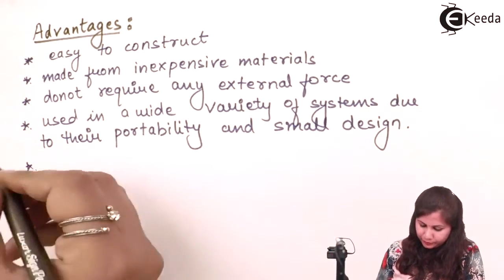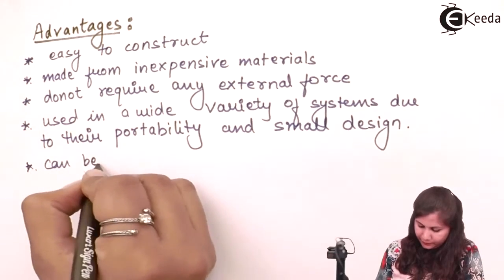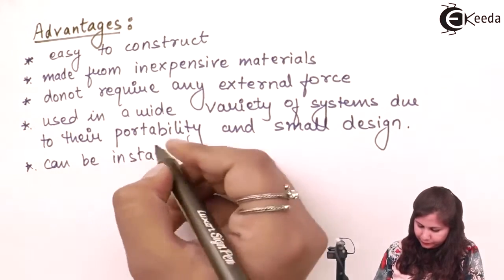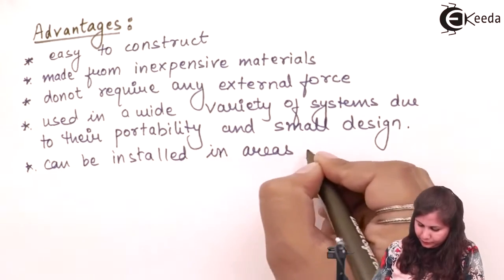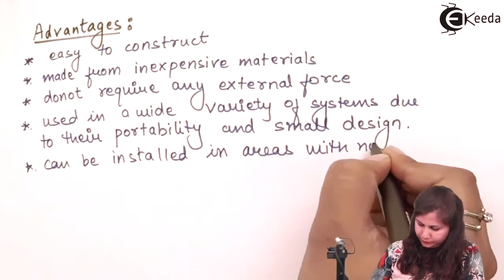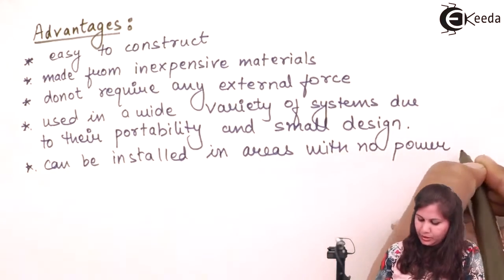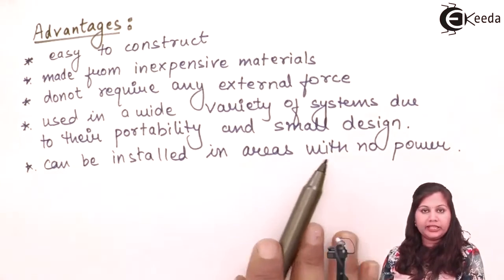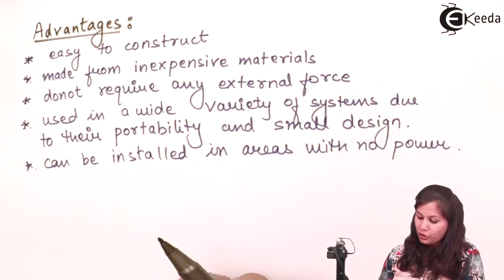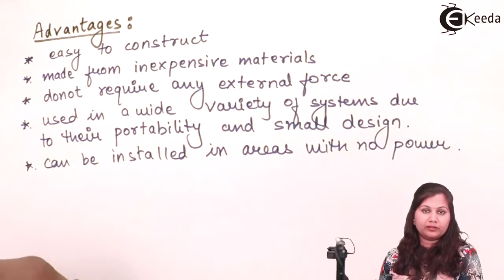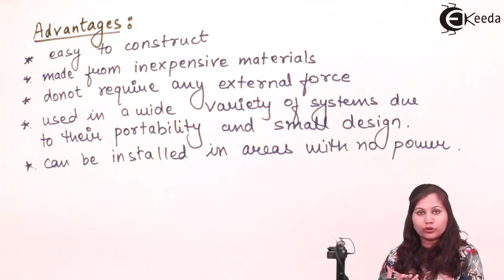Also, rotameters can be installed in areas with no power, because, as I have said, they do not require any external force. The power which is required for their operation is provided by the fluid only. The fluid whose flow rate we want to measure is providing the internal power for its operation.